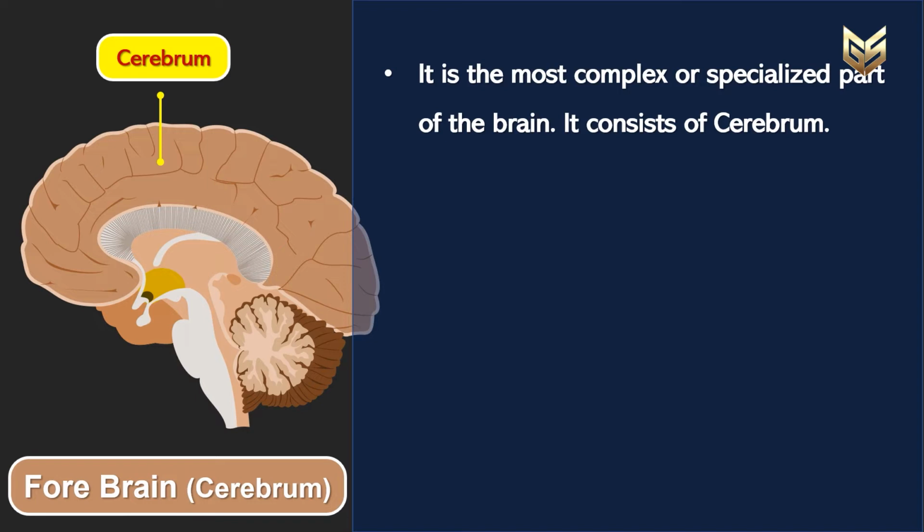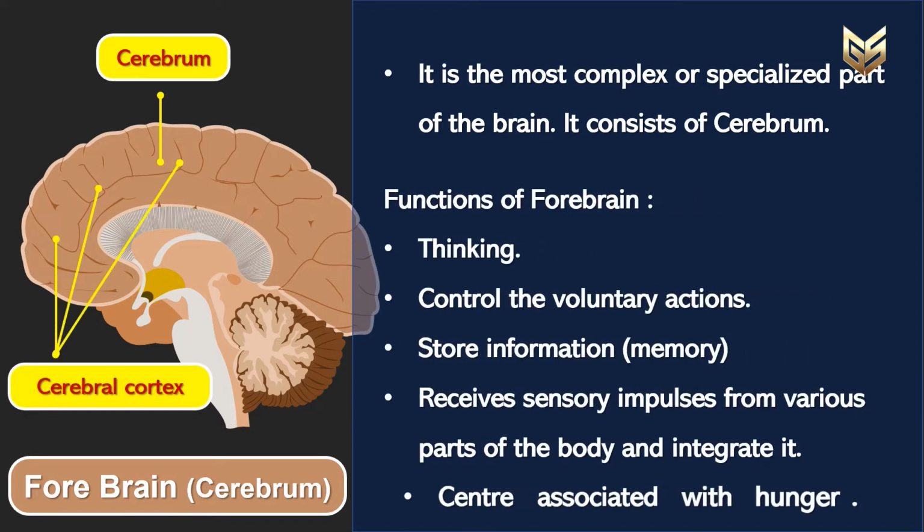Now what are the functions of this forebrain? It is the thinking part of the brain and it controls the voluntary actions. It also stores information and helps in memory. It receives the sensory impulses from various parts of the body and integrates them, and it is a center associated with hunger. So these are the functions of the forebrain.